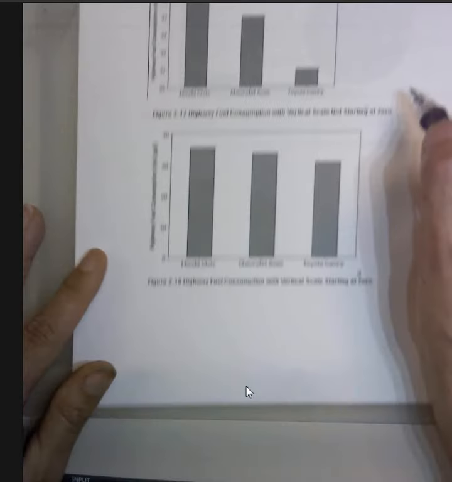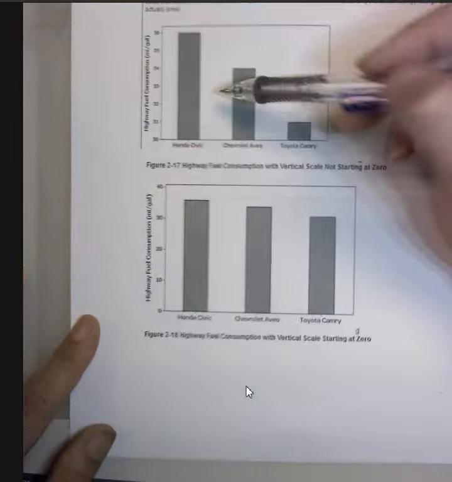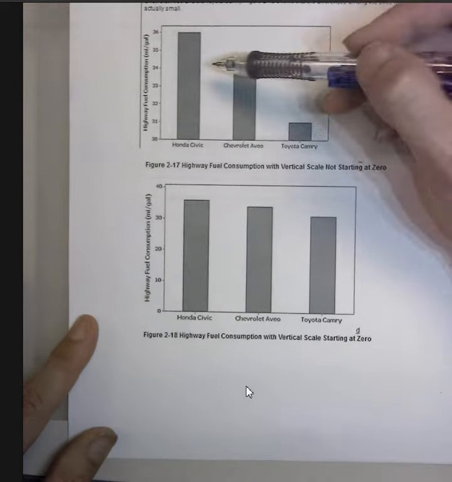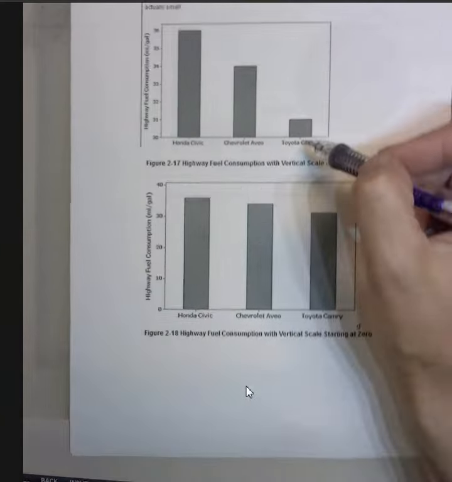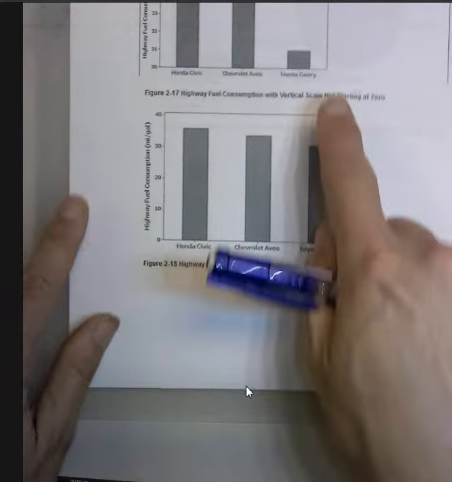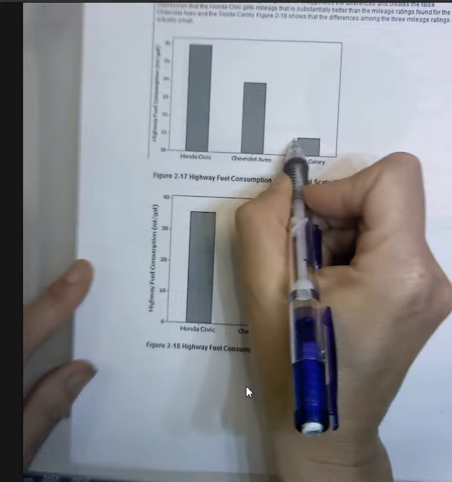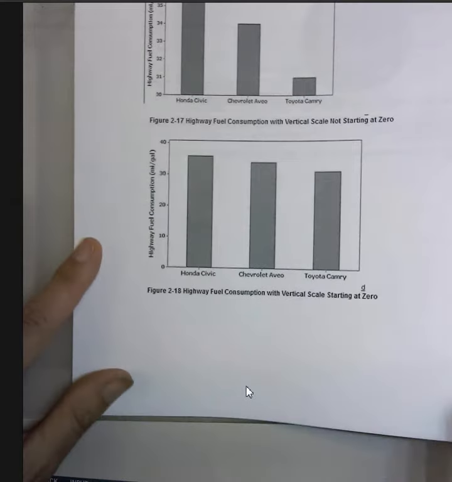Here is the graph when they do put zero at the bottom. You can see there are differences, but it doesn't look like the Honda Civic is 4 times worse than the Camry, right? So this was maybe a deliberate distortion. They do have the heights of the bars at the right numbers, but they're misleading when you look at the proportions of the heights.